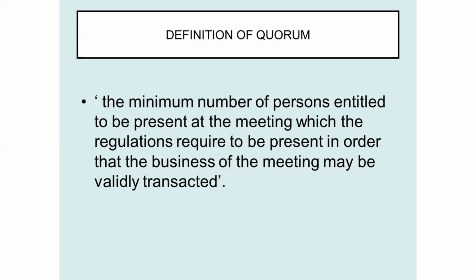Quorum of meetings. Quorum is the minimum number of members required to be present for validly transacting the business of the meeting. A meeting without the minimum quorum is invalid, and decisions taken at such meetings are not binding. So therefore, it is the minimum number of persons entitled to be present at the meeting, which the regulations require to be present in order that the business of the meeting may be validly transacted.